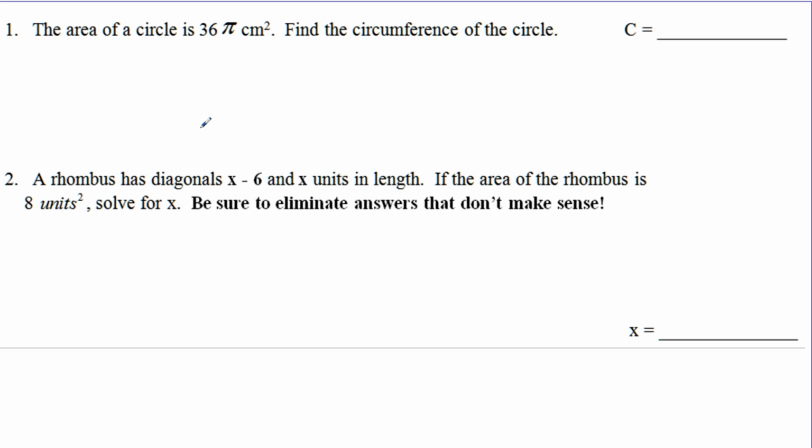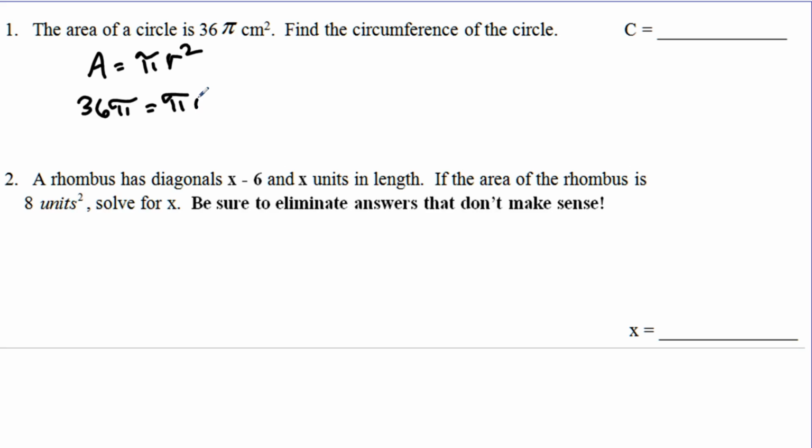Okay, so problem number 1 says the area of a circle is 36 pi square centimeters. Find the circumference of the circle. In a problem like this, I'm seeing that they are telling me about the area of a circle. So the very first thing I'm going to do is say that the area of a circle looks like pi r squared, right? So we're going to just write down the formula. And then we're going to write down, they just told us that the area is 36 pi. Okay, A is 36 pi.